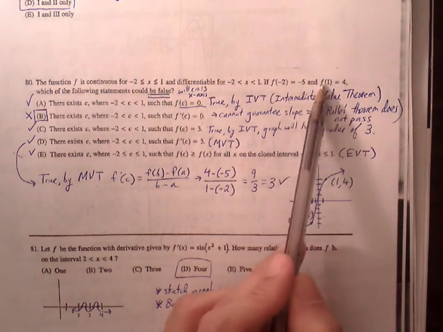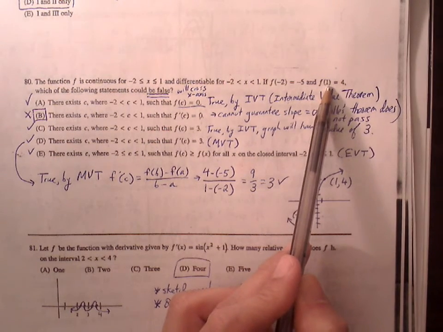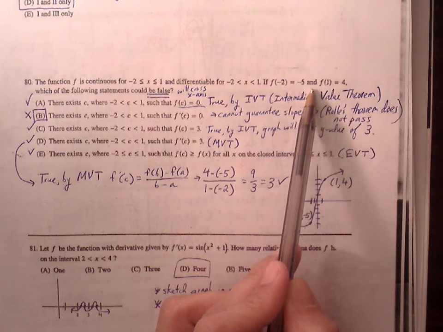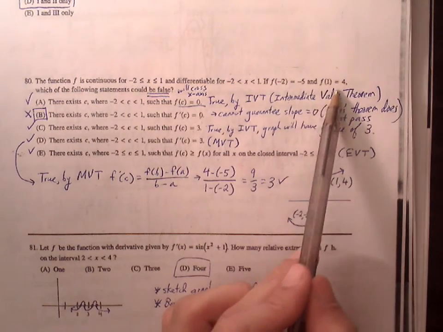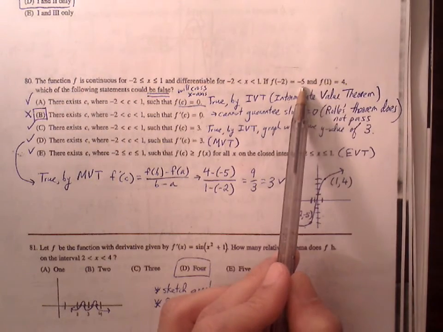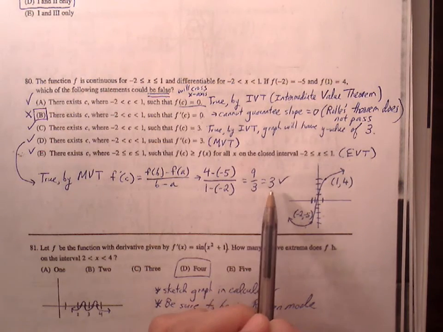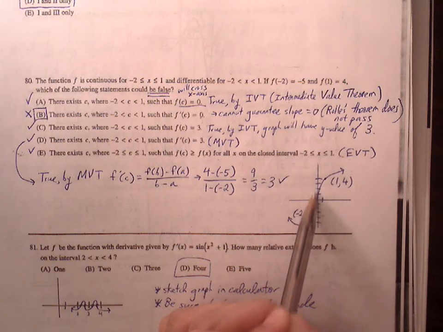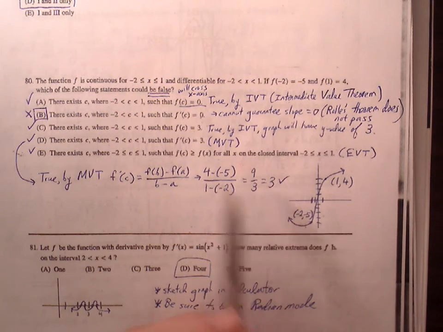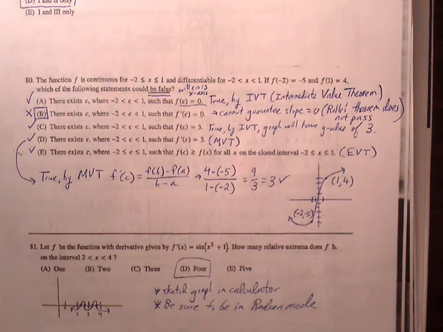We have two endpoints, so if we can figure out the slope of these two endpoints, then whatever that slope is, it must exist somewhere between the 2 points. So if I take those two ordered pairs and do change in y over change in x, 4 minus negative 5 divided by 1 minus negative 2, I get 9 over 3, which is 3. So the slope between the endpoints is 3, so there must be a specific slope of 3 somewhere between negative 2 and 1, and so we know option D is also true.